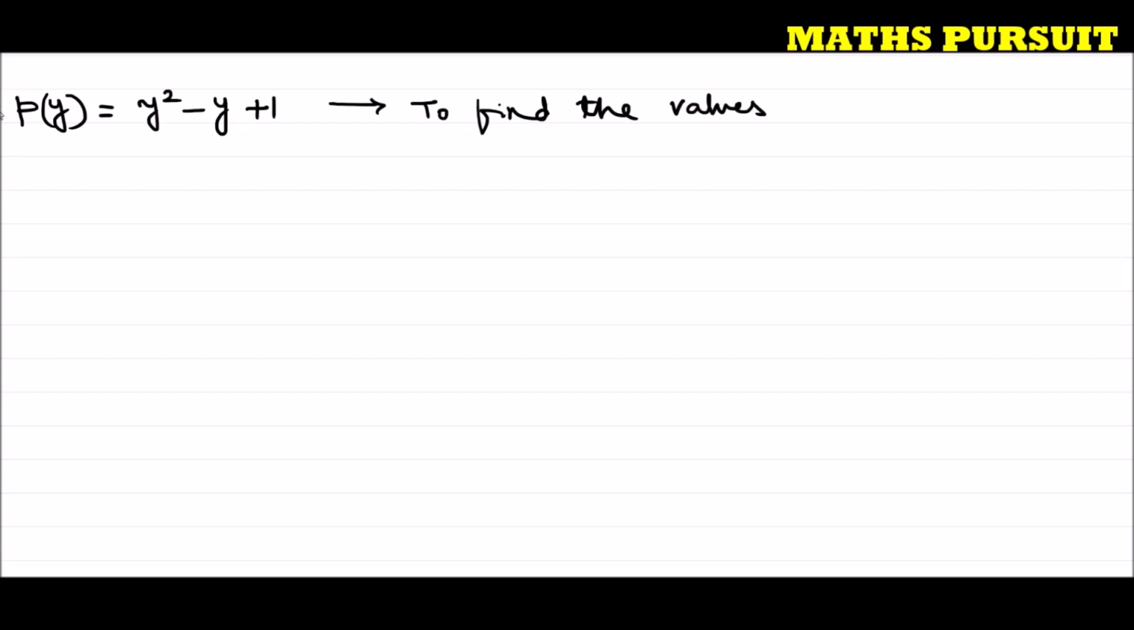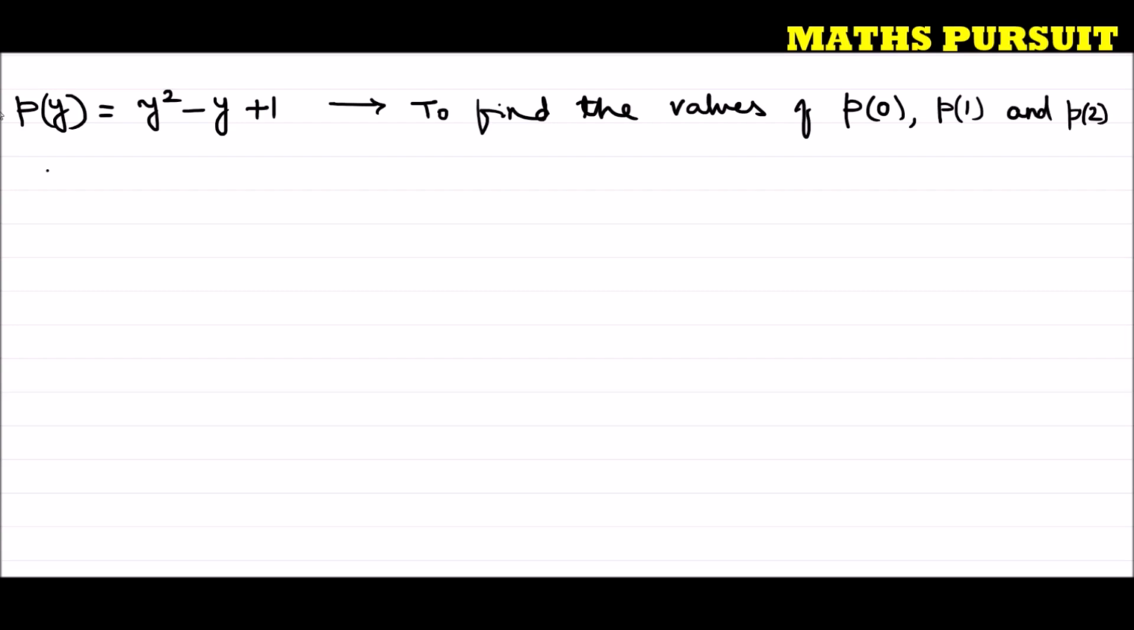Question has given us this polynomial P(y) is equal to y to the power 2 minus y plus 1, and the question is asking us to find the values of P(0), P(1) and P(2). So guys, these are again very simple, very easy and very straightforward. So let us see how we can find out.